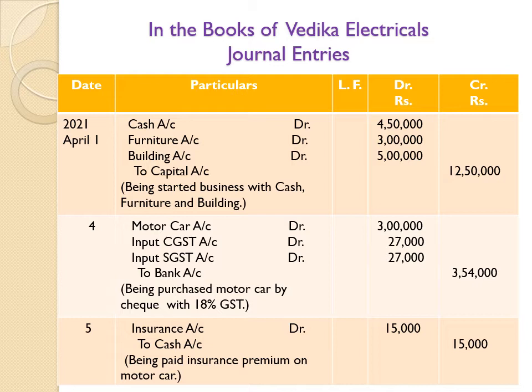For passing journal entries, we are required to mention 5 columns here. First column is date, second column is particulars, third one is ledger folio, that is LF, then debit rupees and credit rupees. Every transaction has two sides, one is debit side and another is credit side.